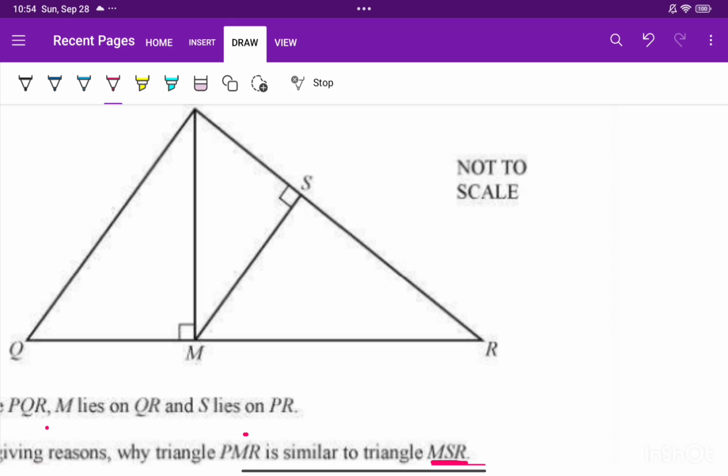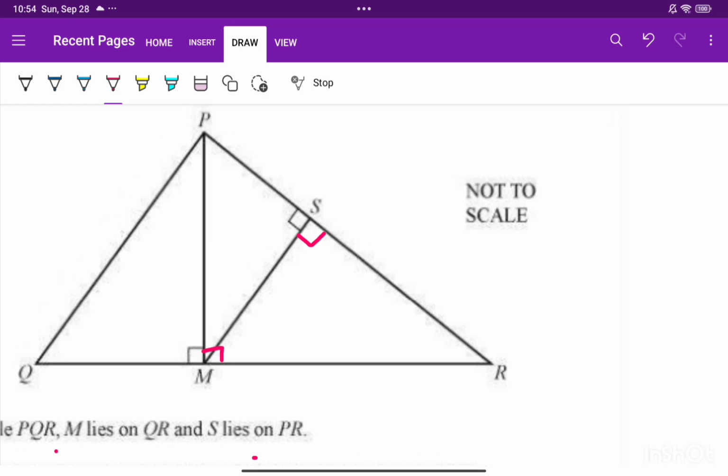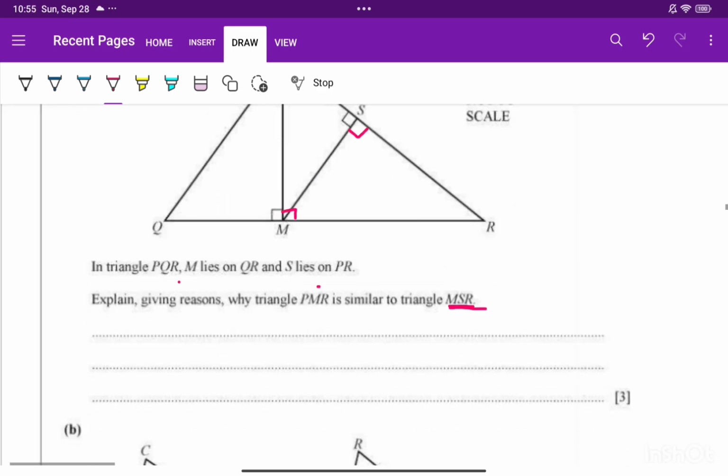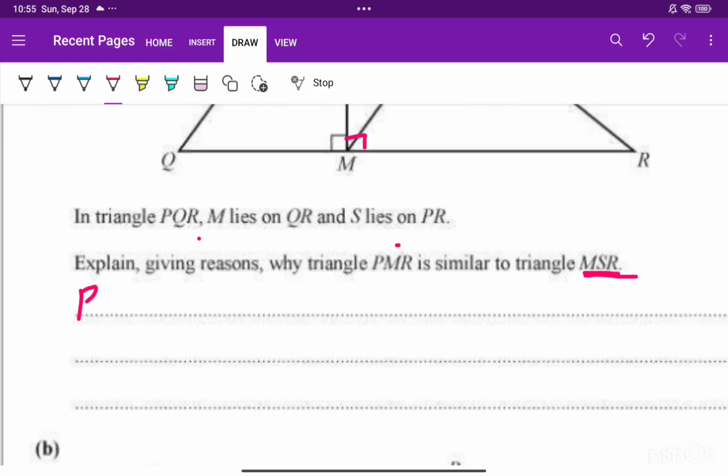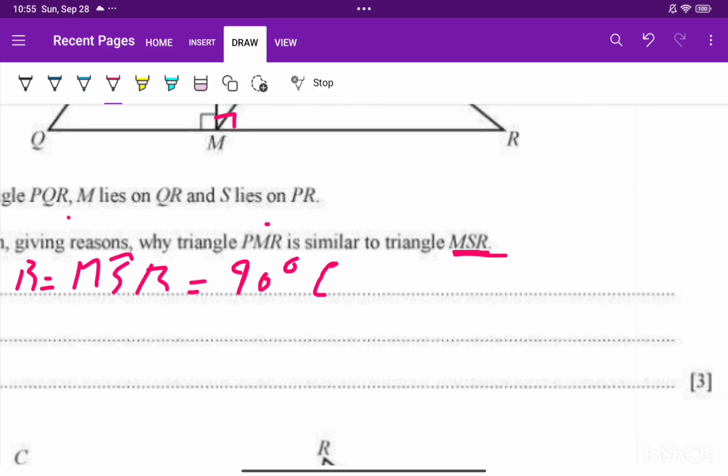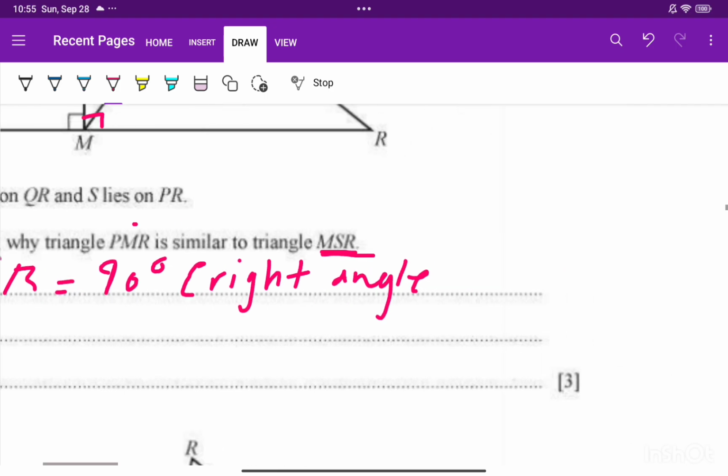As this angle will be 90 degrees, and this angle will also be 90 degrees, because PMQ is 90. So obviously, angles on a straight line add to 180. So 180 minus 90 will be 90. So this angle is also 90 degrees. And PSM is also 90 degrees. So again MSR will also be 90 degrees. So we can write that PMR is equal to MSR, 90 degrees, because of the right-angled triangle.